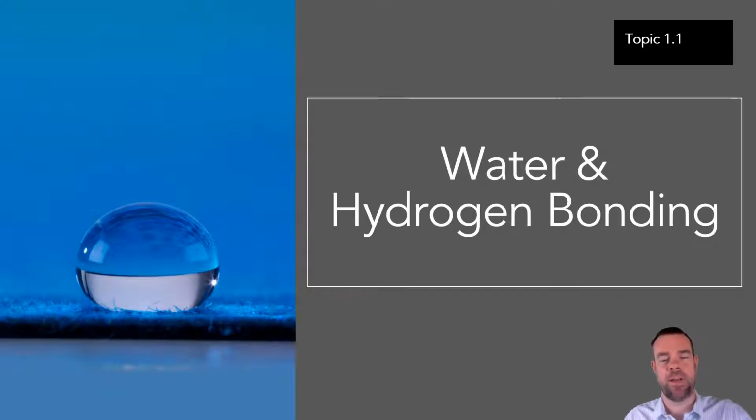Today I want to talk to you about AP Biology topic 1.1, water and hydrogen bonding. Now you'll notice in that picture on the side there that the droplet of water sitting on top of that surface is clinging to itself, but it's not really liking touching that surface there. So what we're going to talk about today is the fact that water molecules are really cohesive. They really like to stick to each other. And sometimes they like to stick to other things.